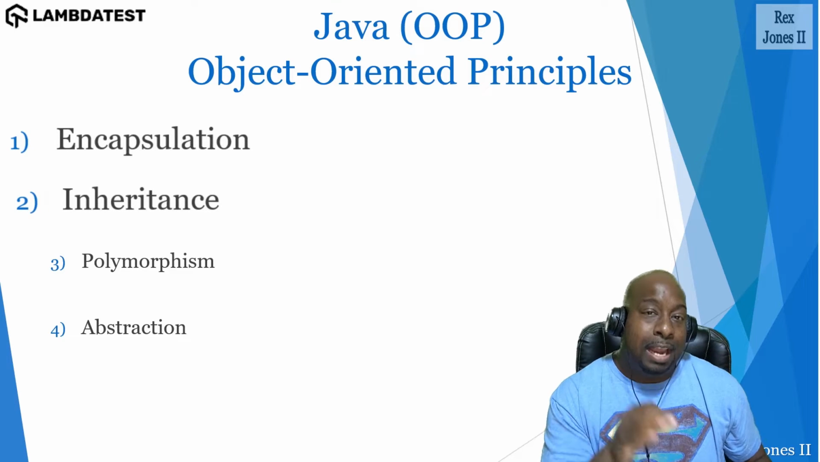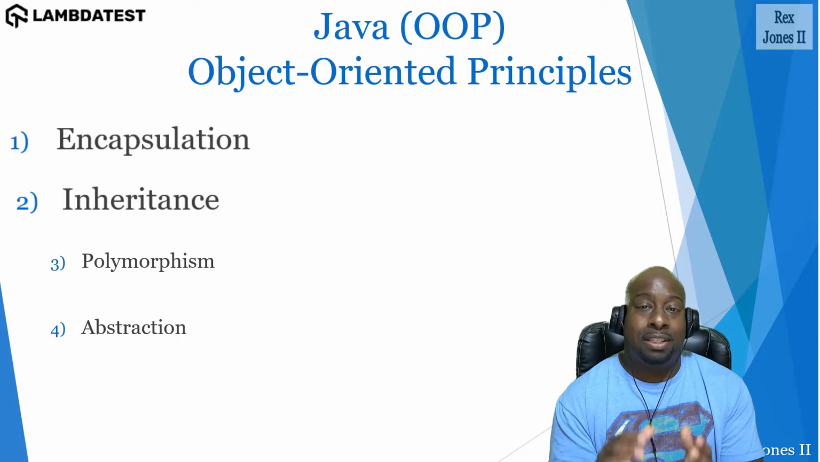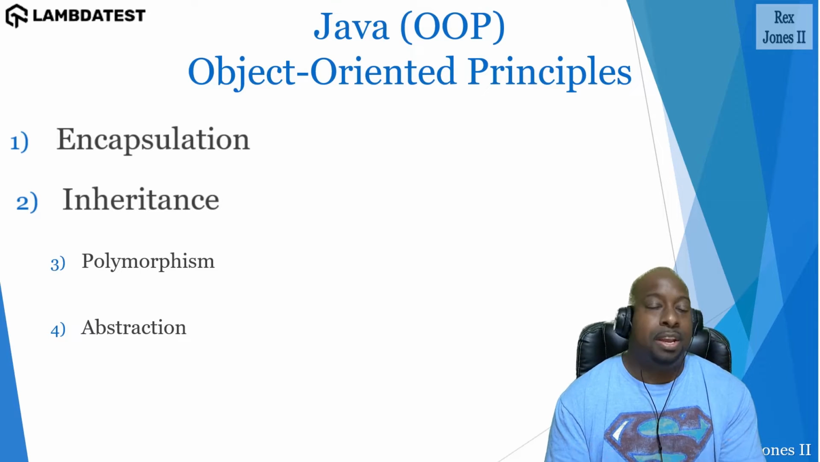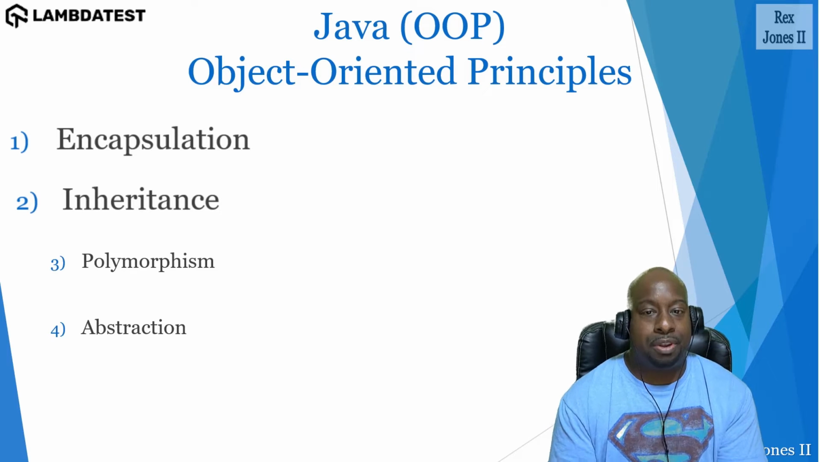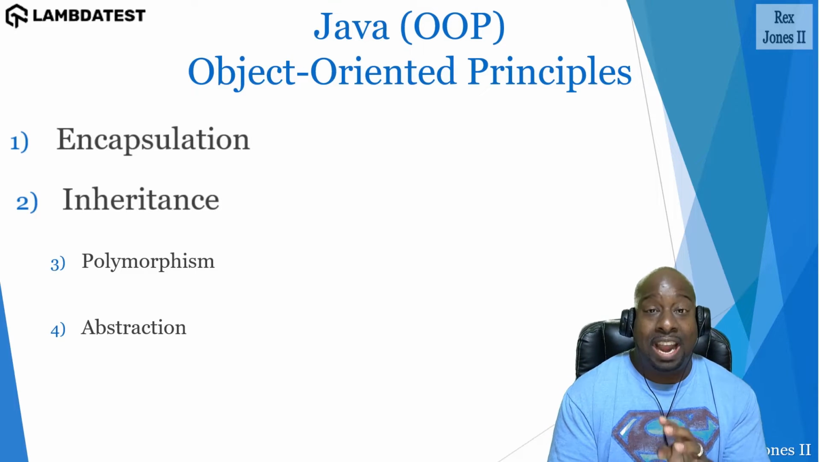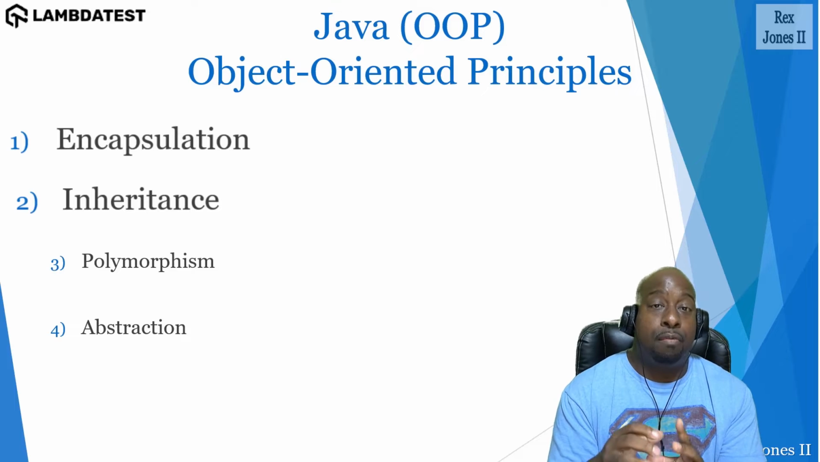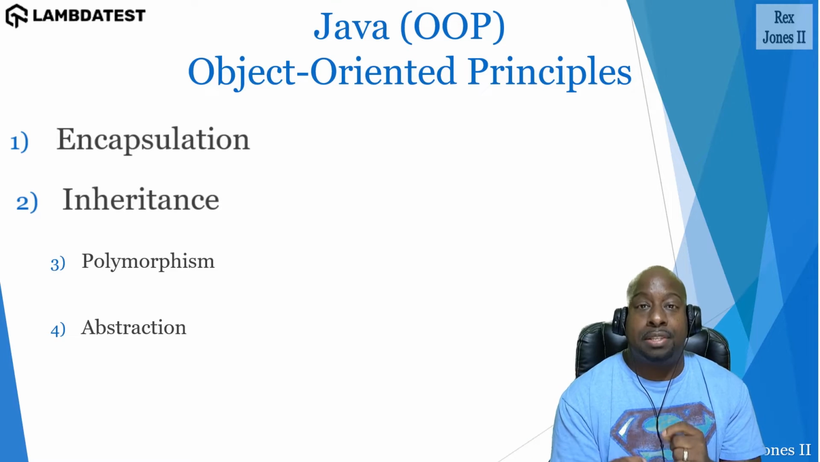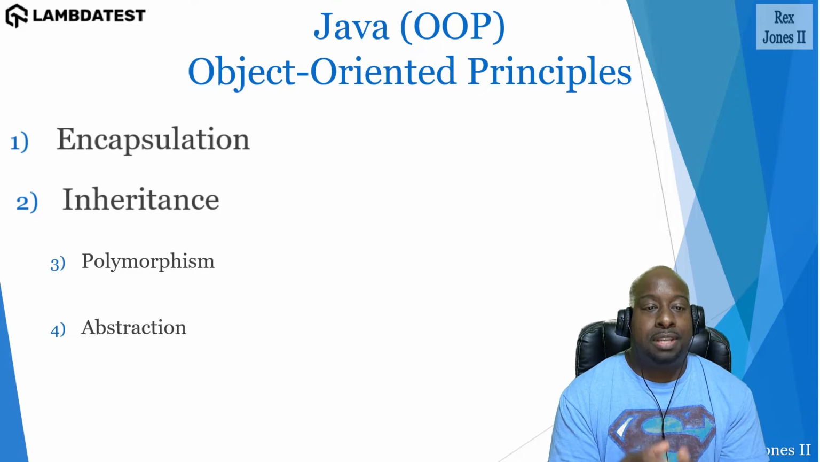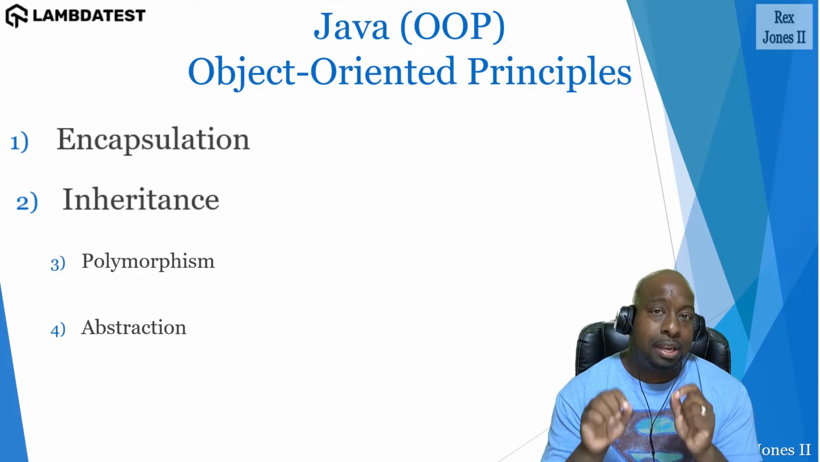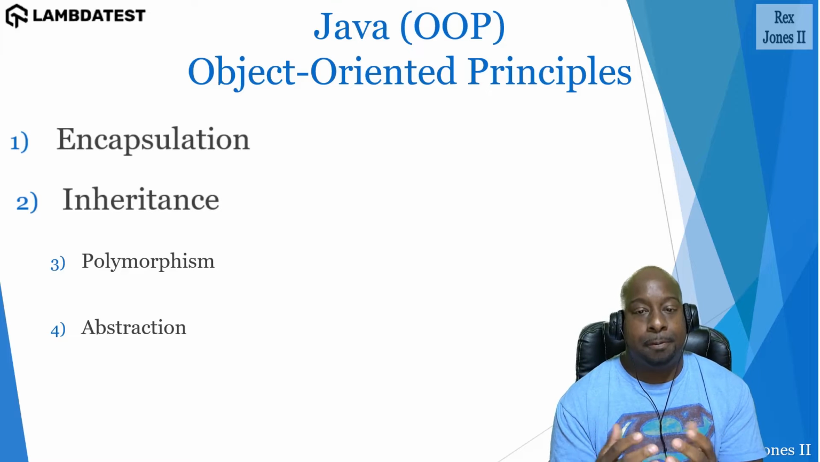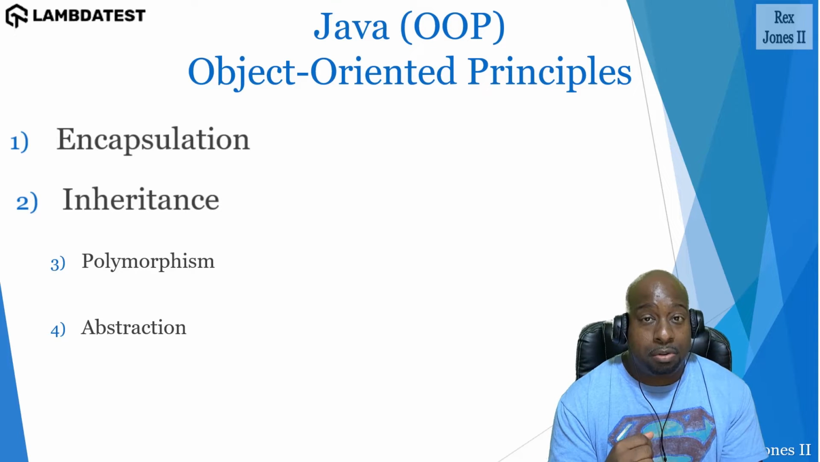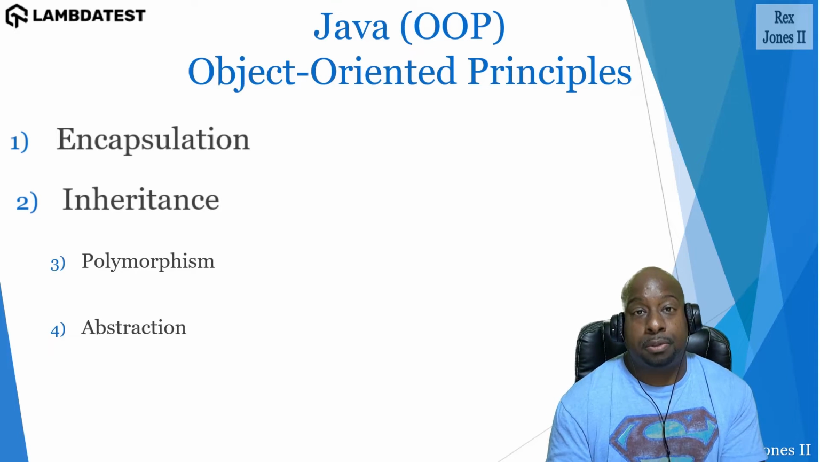Encapsulation keeps the data and the code that manipulates the data safe from outside classes. Inheritance is a process that allows a class to inherit the attributes and methods from another class. Polymorphism is the quality of an object to take on many forms. Abstraction is a technique that shows some details and hides other details.